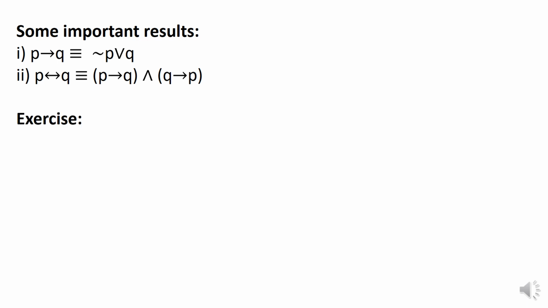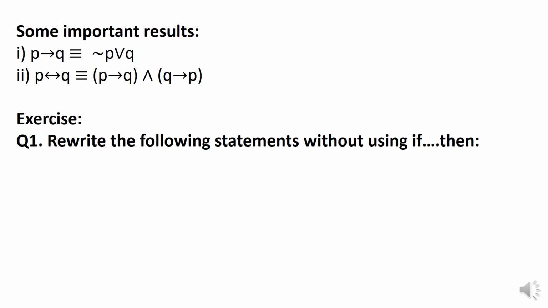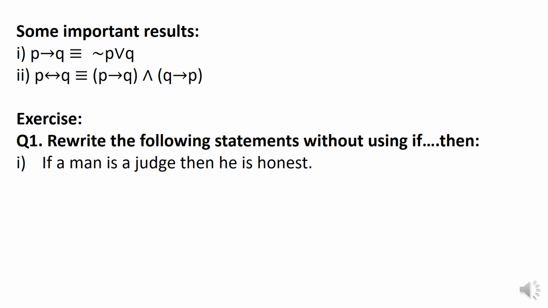Now in the exercise, the first type of questions. Rewrite the following statements without using if then. The first question in that, if a man is a judge, then he is honest.